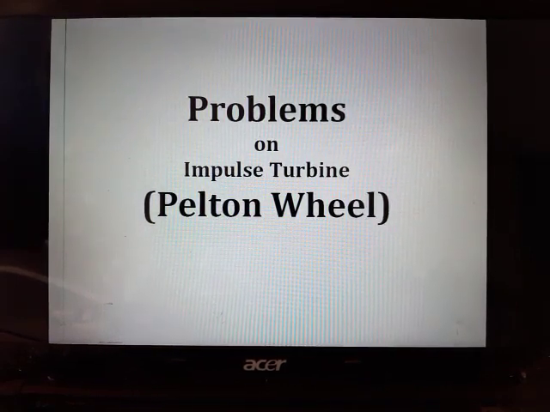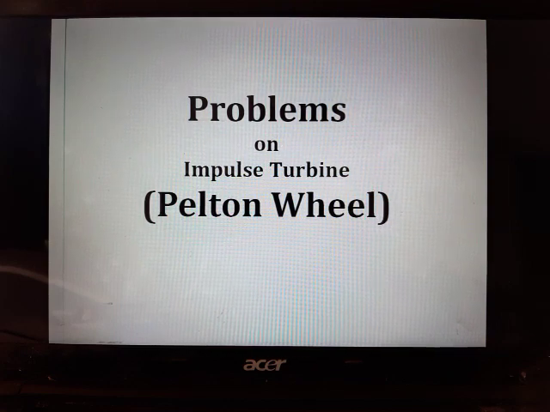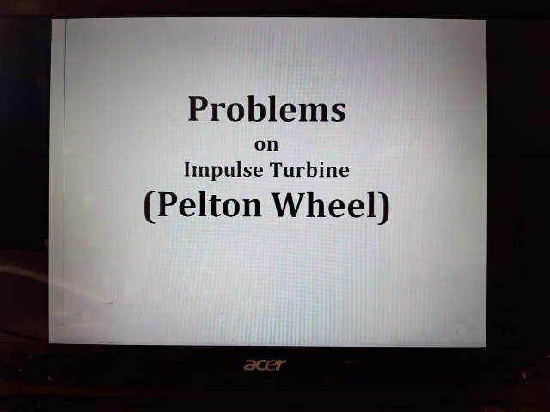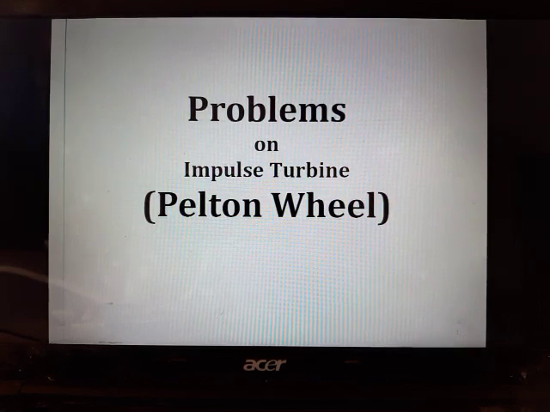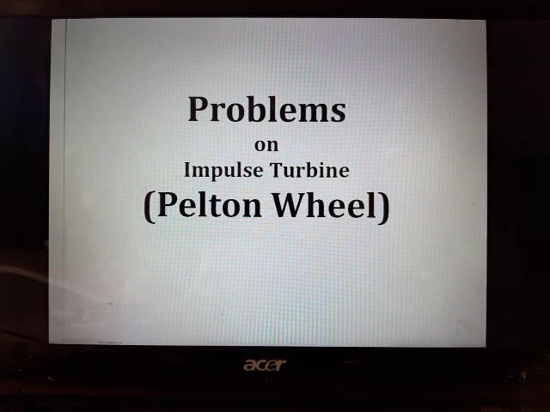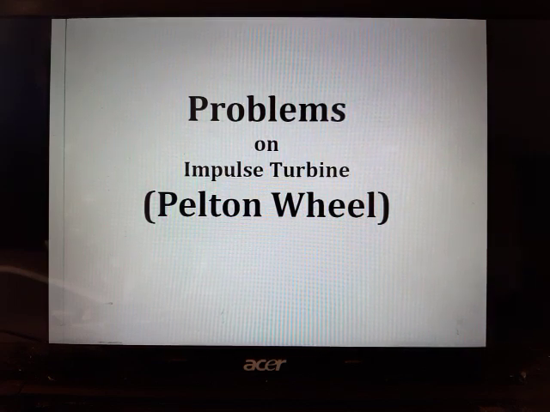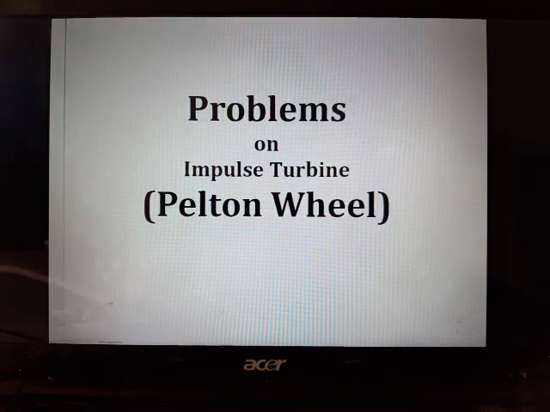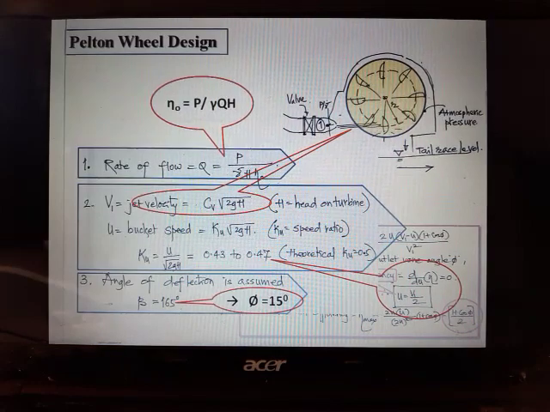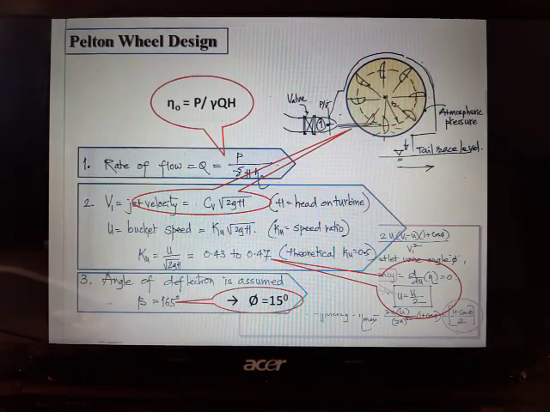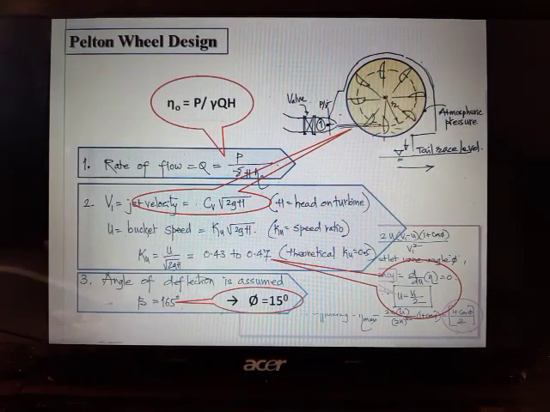This will be the problem session on Pelton wheel or impulse turbine. This can be the last video as far as the fourth module is concerned. These problems are covering the second half of module number 4. Here we'll revise quickly the earlier things that we have already discussed.